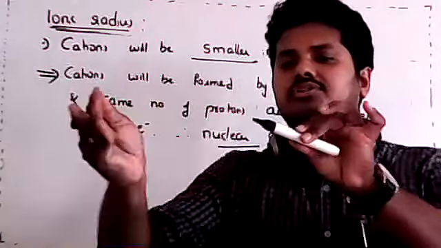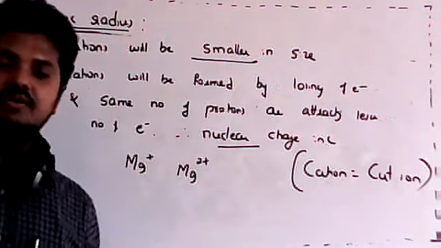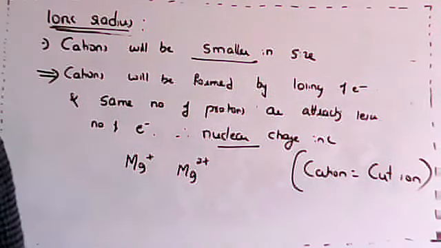Imagine I'm trying to have an ion in 2 different oxidation states. For example, I'll just simply ask you like this. There is Mg+ and Mg2+. Both are cations, right? Now, which will be smaller? Mg+ or Mg2+? Yes, Prithvi, very good. It is Mg2+, right?